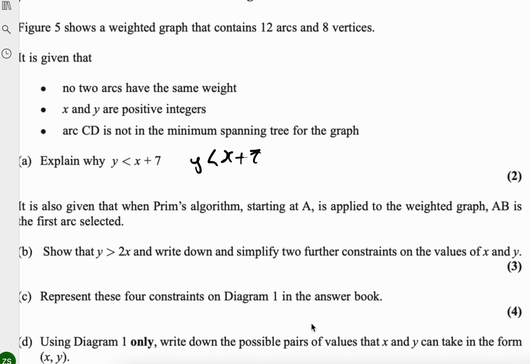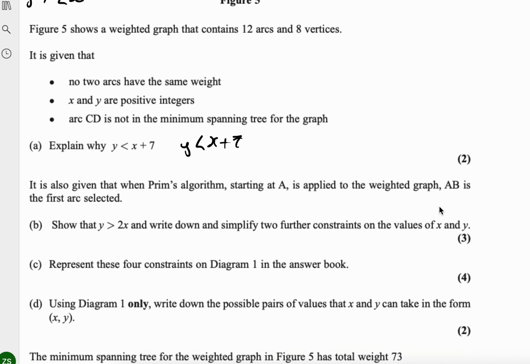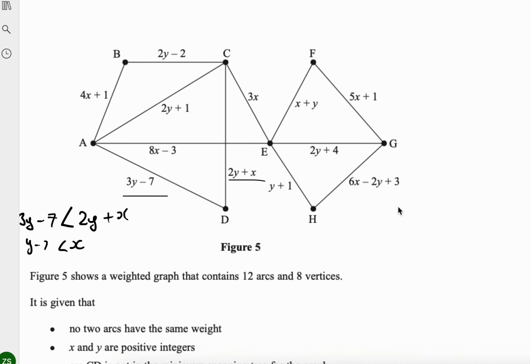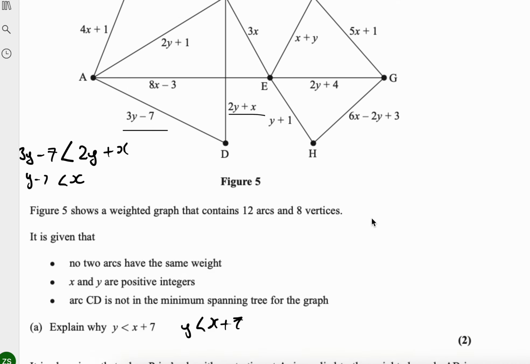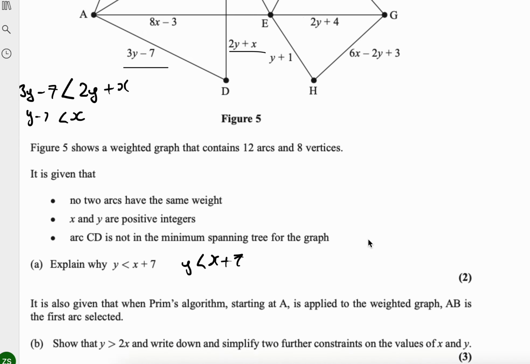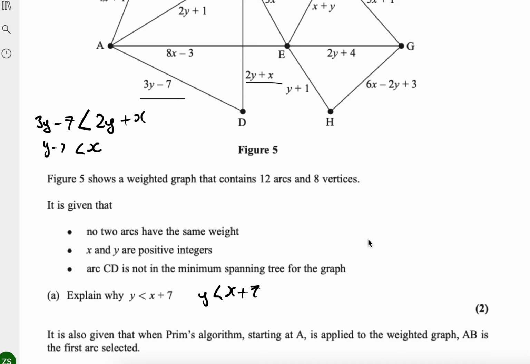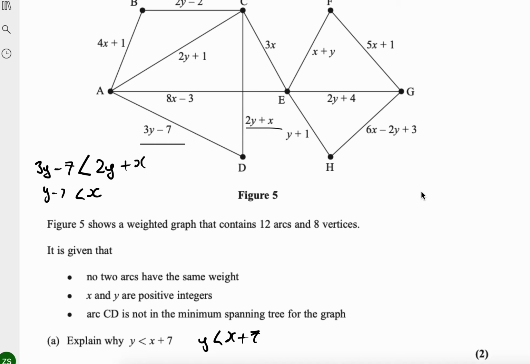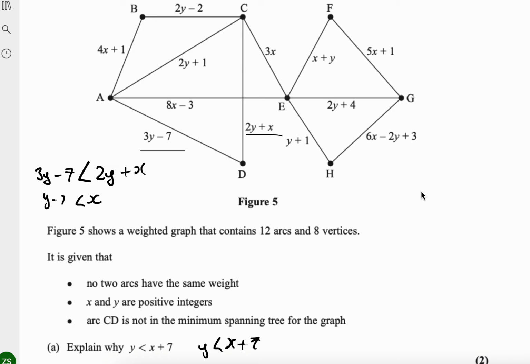It's also given that when Prim's algorithm starting at A is applied to the weighted graph, AB is the first arc selected. What does that mean? AB must be the smallest, right? So what is AB? 4x plus 1. If that is picked, and that's the smallest, then what does that tell you about that relationship with this? This is greater than this.